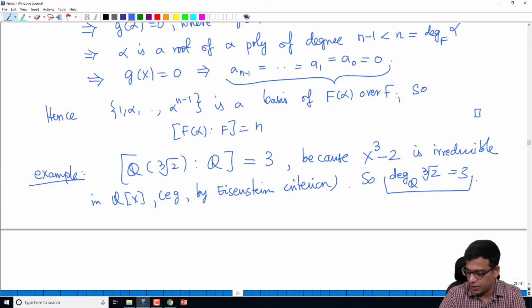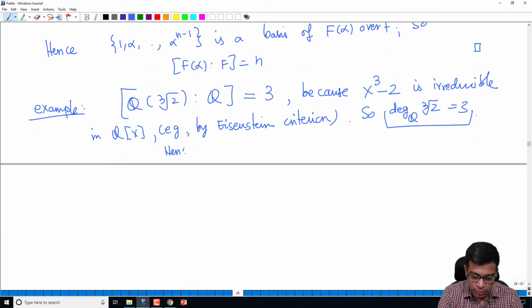So the degree of cube root of 2 over Q is 3. This is the crucial observation. Because x cubed minus 2 is a polynomial which has alpha as a root and it is already irreducible and monic, it must be the irreducible polynomial of cube root of 2 over Q, and its degree is 3. So the degree of cube root of 2 over Q is 3, and hence by the theorem the degree of the extension is 3.